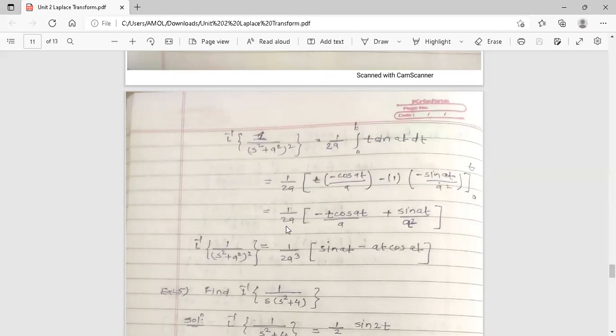Now upper limit is t. So it is equal to 1 upon 2a as it is. Upper limit is t, so put t is equal to t. If we put t is equal to t, it is minus t into cos at upon a, minus minus plus sin at upon a square. Lower limit is 0, so t is equal to 0. Sin 0 is 0. So it is minus t cos at upon a plus sin at upon a square. And so if we simplify it, 1 upon 2a is constant term, so you write 1 upon 2a as it is. And 1 upon a square is also constant, so take common in both terms. So that we can write here 1 upon 2a cube inside the bracket sin at minus at cos at.